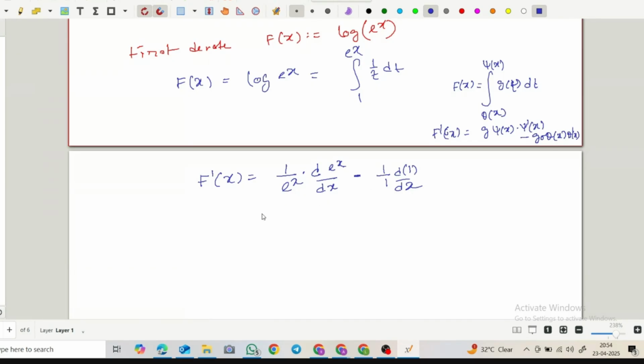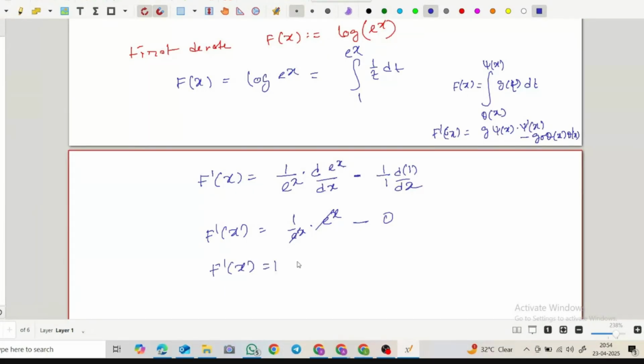So that's what we have done here. So you see f prime x is what? e to the power x times e to the power x minus, this is 0, this is 1. Okay, so f prime x is 1, which means that f(x) is x plus some c, right? Some constant. C is constant.